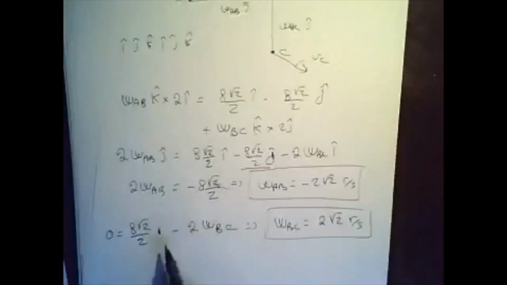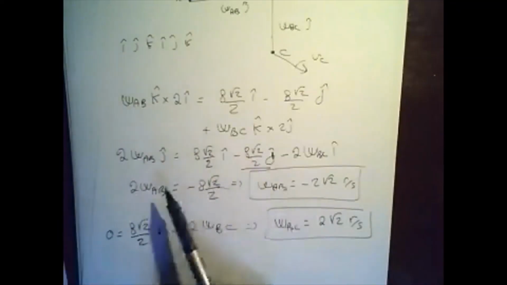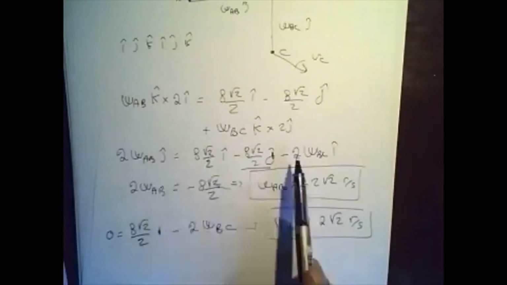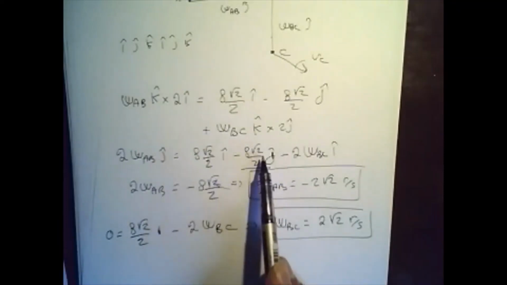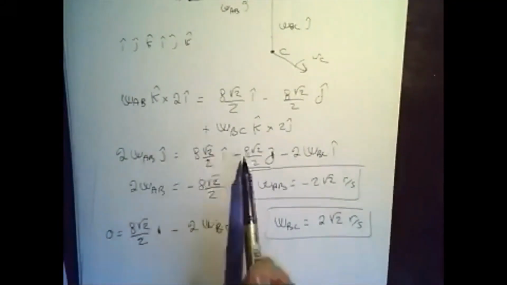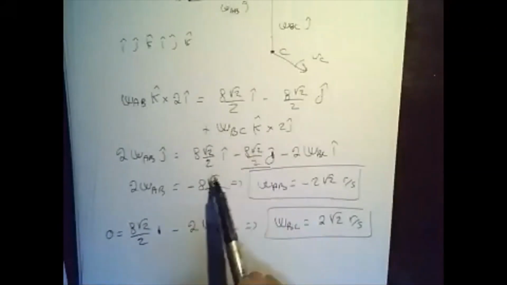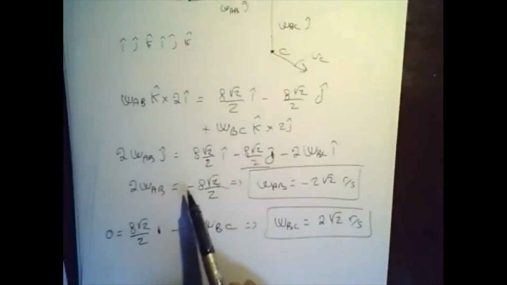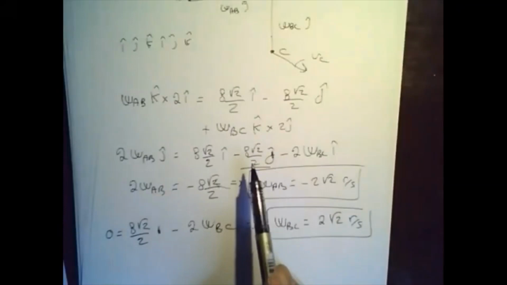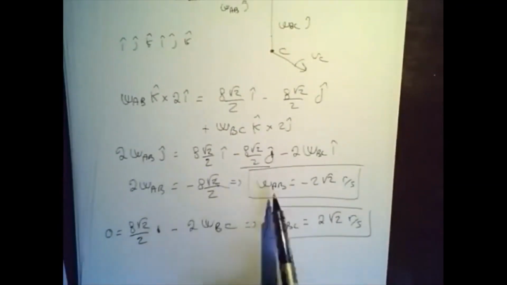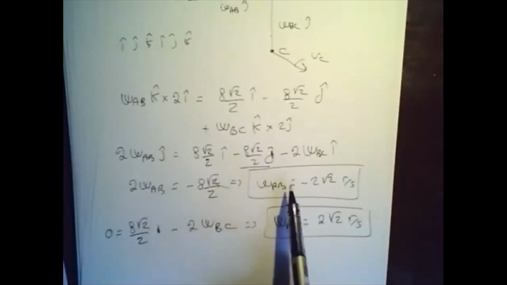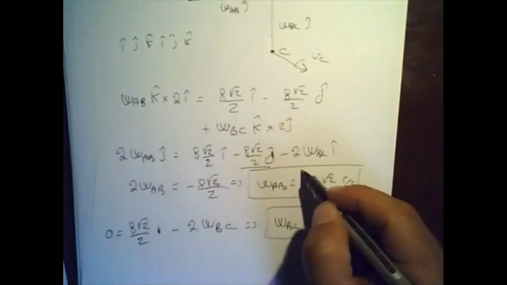And do you see how I have this? Why is this true? Here what you are doing is simply separating the J and the I components. So the J is going to be equal to the J component. So 2 omega AB is going to be equal to minus 8 square root of 2 over 2. So you can solve: omega AB is going to be equal to minus 8 square root of 2 divided by 4. 8 over 4 is 2. So we got that, so this is correct.